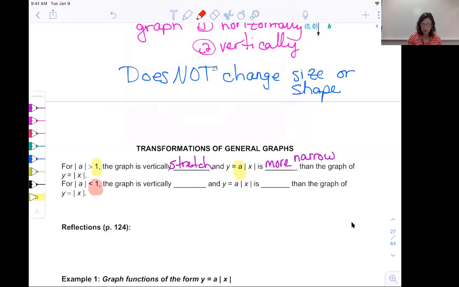When the number in front is less than 1, then we call it a vertical shrink. That means the graph is actually getting wider. So bigger than 1, it stretches because my slope is steep, so I'm pulling it vertically. Less than 1, the graph actually shrinks because it gets wider. So if a graph is shrinking, it's getting wider. I could use those two words interchangeably.